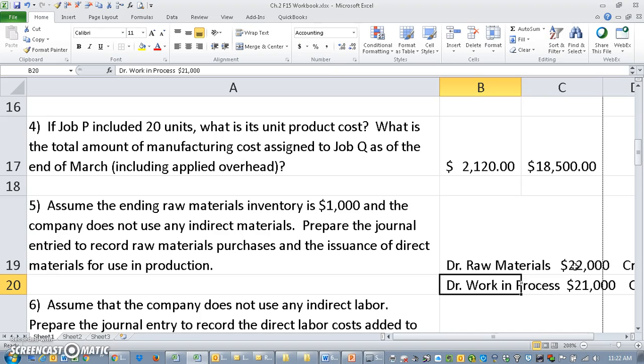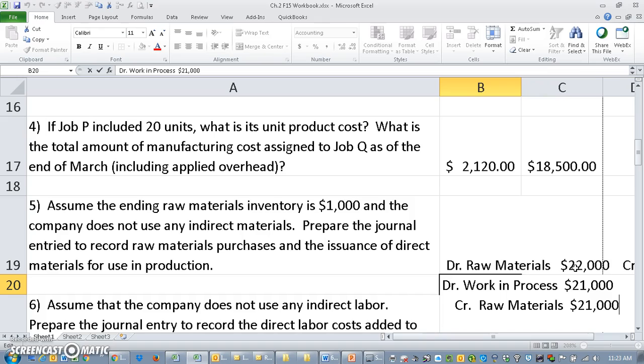So the next journal entry will move $21,000 worth of raw materials out of the raw material bucket and put it into the work in process bucket. You can see that by this journal entry, where you debit work in process for $21,000 and you credit raw materials for $21,000.